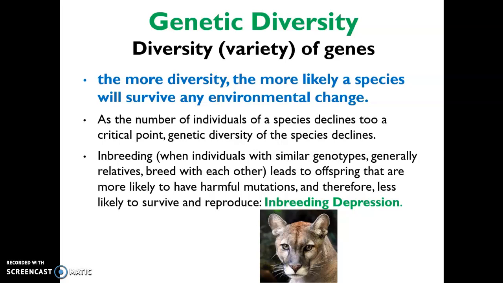As with species diversity and ecosystem diversity, in the case of genetic diversity, the more diversity, the more likely survival will occur despite any environmental change. So specifically, the more genetic diversity within a species, the more likely that that species will survive any environmental change. So as the number of individuals of a species begins to decline to a critical point, there's a very limited gene pool, so the genetic diversity of the species declines.